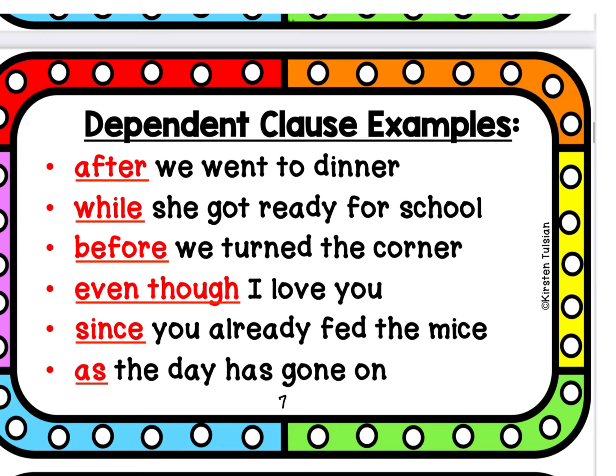As you can see, none of these make sense by themselves. You need more information. You need an independent clause added to these to make your complex sentence. They all start with your signal words also, or those are our subordinating conjunctions. Now we're going to watch a video that has subordinating conjunctions in it.